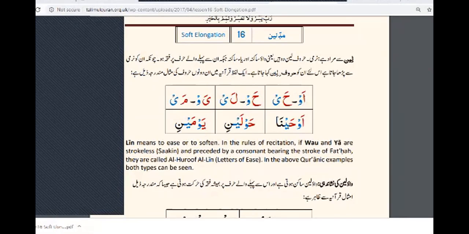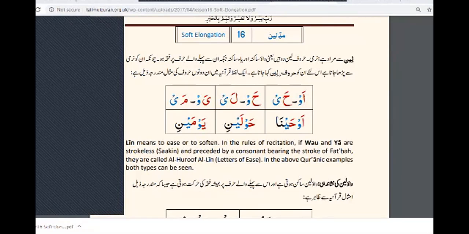If you look on the first line, we have here a waw with a sukoon, so waw sakin, and the letter before it is an alif with a fatha. This is now a waw leen, and you will pronounce this ow. Okay, let's move on to the next example. Again, in the next box along, you have a waw with a sukoon, and the letter before it is a ha with a fatha. So you would pronounce this how.